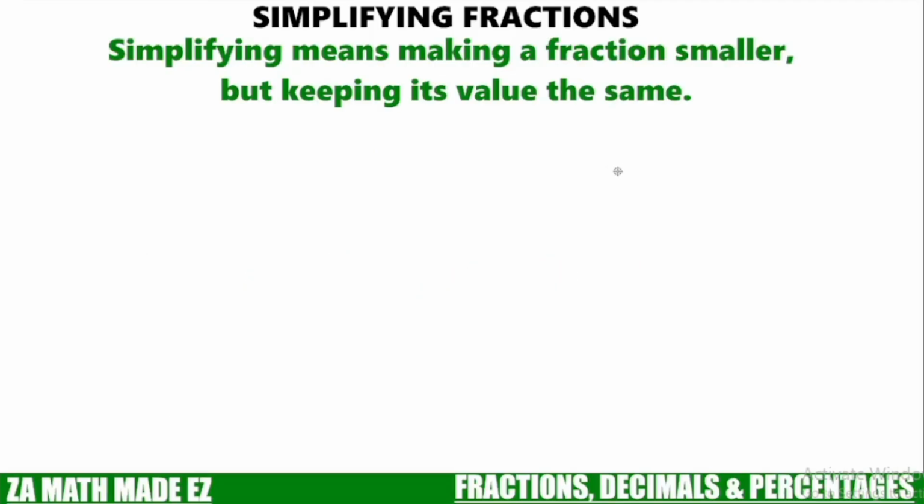Simplifying fractions. Simplifying means making a fraction smaller but keeping its value the same. For example, if you take 6 over 8 and you divide the top and the bottom by 2, you will get 3 over 4. Now 6 over 8 and 3 over 4 have the exact same value because we took the top and the bottom and divided them by 2, which means 8 divided by 2 is equal to 4 and 6 divided by 2 equals 3.